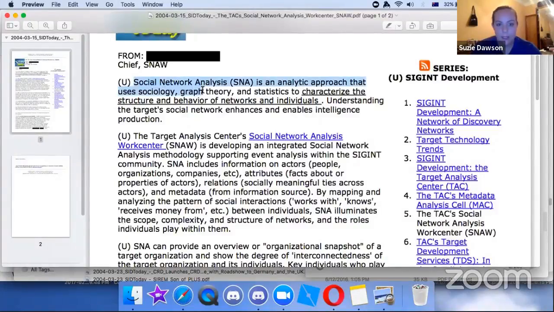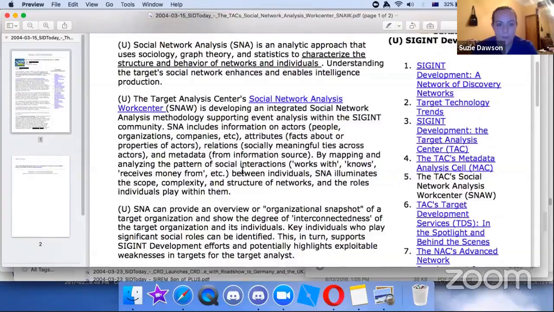Social network analysis is an analytic approach that uses sociology, graph theory, and statistics to characterize the structure and behavior of networks and individuals. So that sociology factor ties in quite neatly with the JTRIG documents, at least the principles in the JTRIG documents, where they're literally psychoanalyzing you and then exploiting the profile that they built.